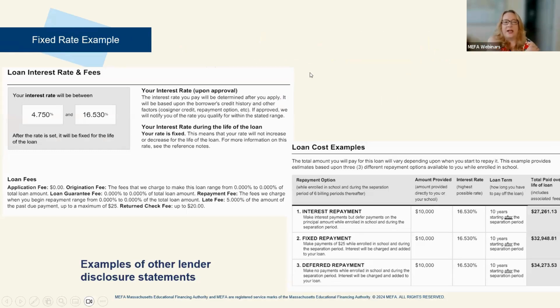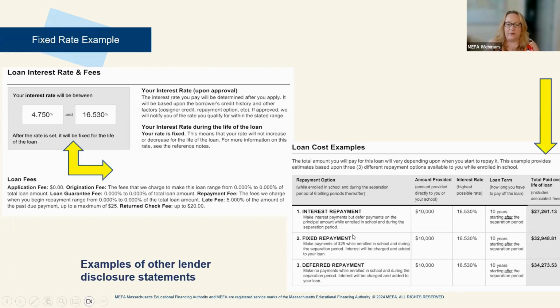So let's look at a couple of other lender disclosure statements. These are not MEFA disclosures because our rates aren't this high, but we want to show you just some things to be aware of when you're shopping. So these disclosure statements are going to show you the range of interest rates. We'll look at this fixed rate example. This one can be from 4.75 up to 16.53%, depending on credit and the repayment option that this person might choose for this lender.